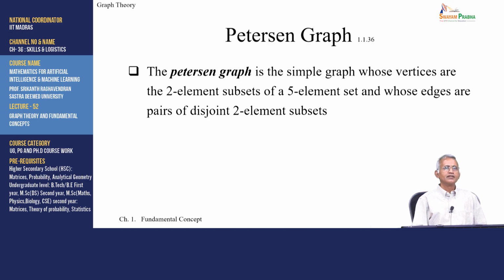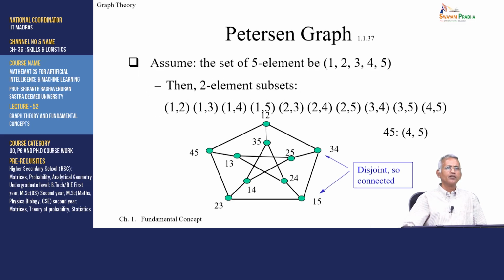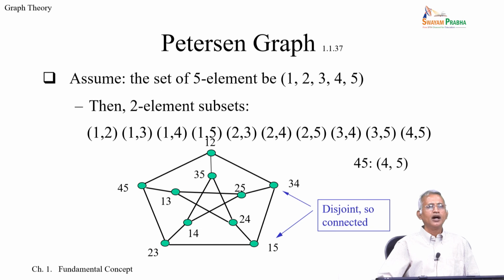Next, the Petersen graph. The Petersen graph is a simple graph whose vertices are the 2-element subsets of a 5-element set and whose edges join pairwise disjoint 2-element subsets. So, this is an example. Assume the elements 1, 2, 3, 4, 5. Then the 2-element subsets are 1 and 2, 1 and 3, 1 and 4, 1 and 5, 2 and 3, 2 and 4, 2 and 5, 3 and 4, 3 and 5, 4 and 5. In this way you connect them, and then it is said to be the Petersen graph.